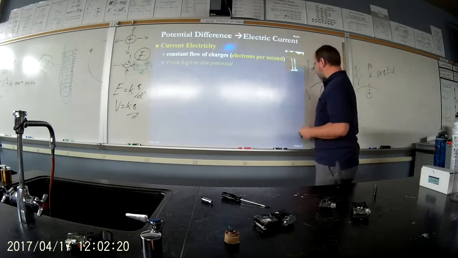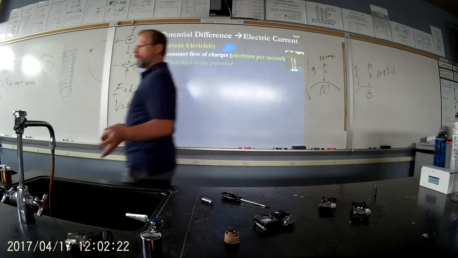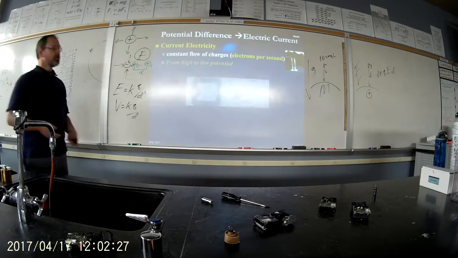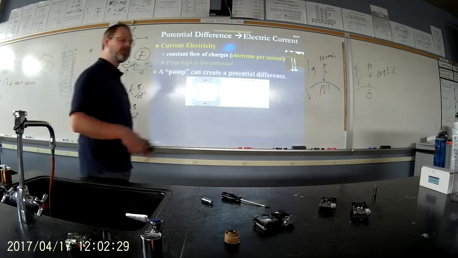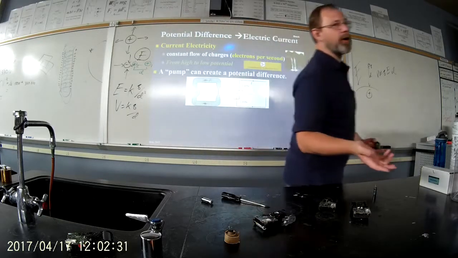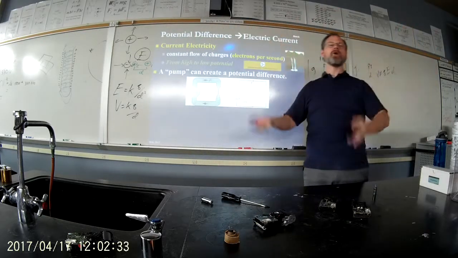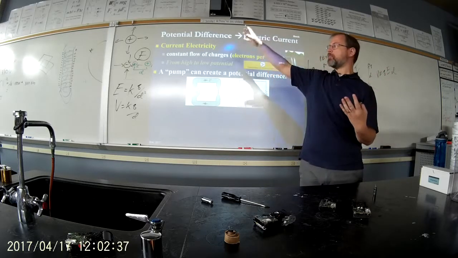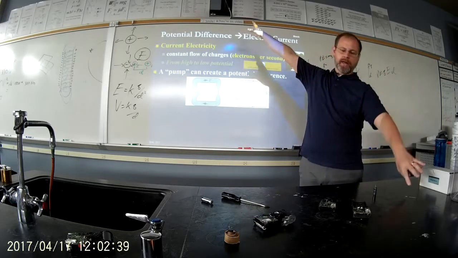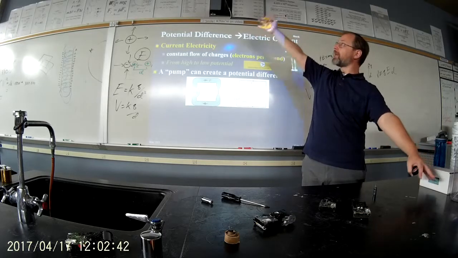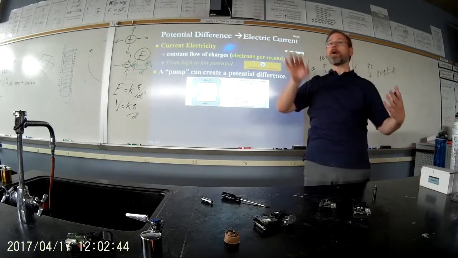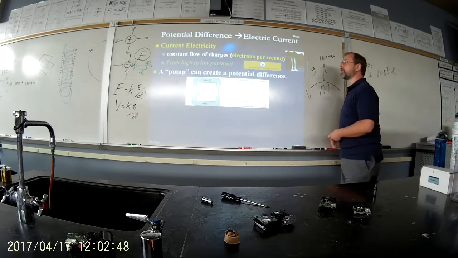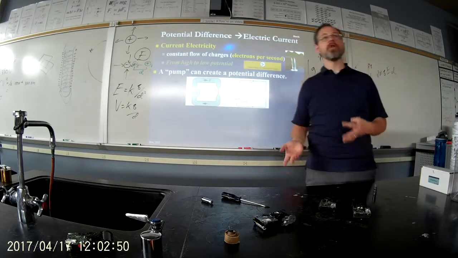The analogy for water works very, very well, and this is how we're going to talk about it for the rest of the time. We're going to talk about charges flowing in circuits. Charges flow from high potential to low potential, just like water flows from high height to low height. If you have a big lake over here and a lake down here, the water will flow from the high lake to the low lake. Water flows over a waterfall from high potential to low potential. Charges do the same thing.